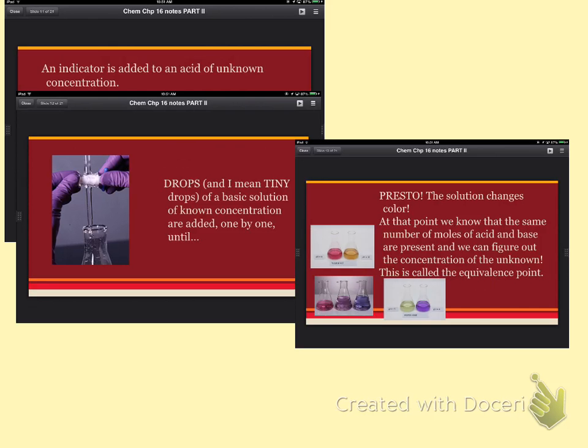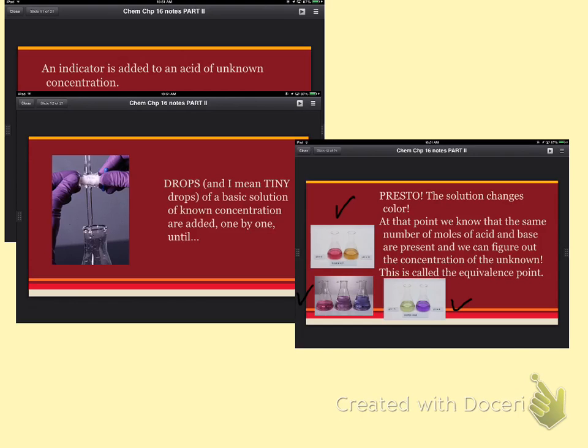So, okay, so we take some acid, and I'm going to use acid for an example. You could do this with a base too. Some acid of some unknown concentration, and we add an indicator to it. We go drop by drop by drip by drip with drops of a basic solution of known concentration, and then there comes a point where suddenly, magically, it changes color. And in your slides, they're hard to see on here, but if you can view them online, there are a couple different solutions that are used to indicate neutralization.